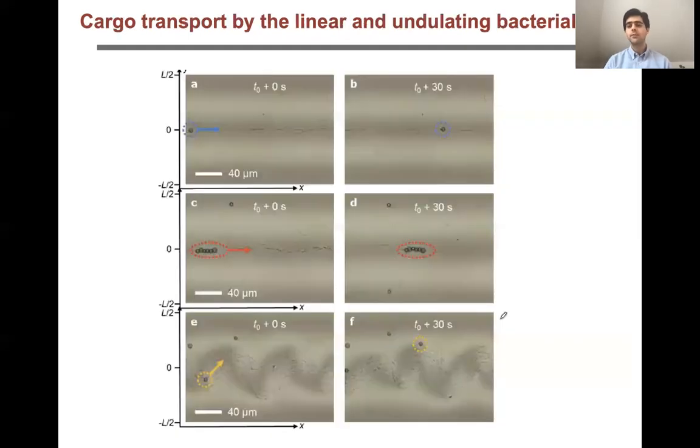And of course, if you have those kinds of jets, then you can use them, for example, for transporting microscopic cargoes. And here I just show examples of microscale colloids, single or multiple colloids, both in the jet and also in the oscillatory patterns, being transported in real time using these bacterial streams.